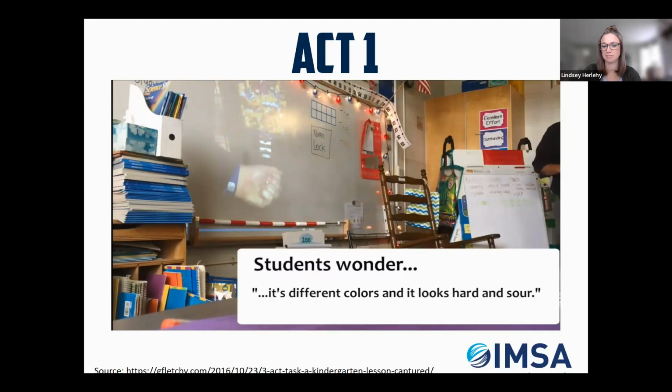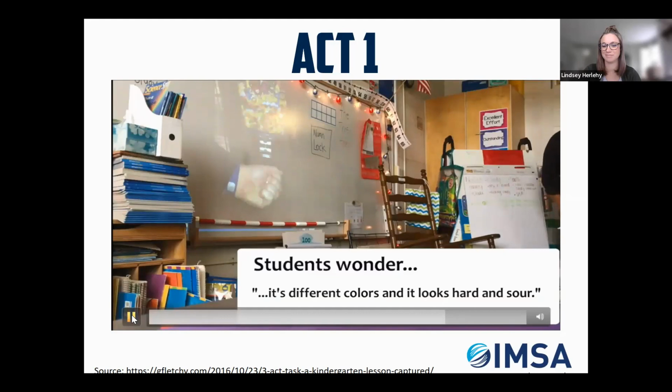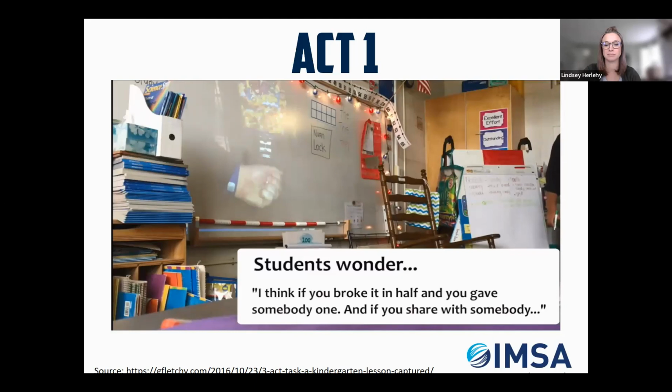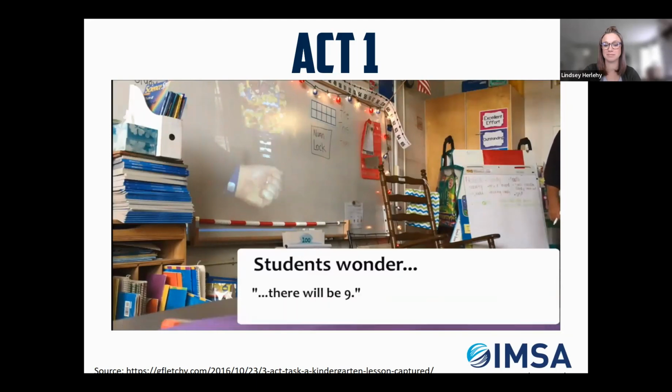It's different colors, and it looks hard and sour. And it what? What did you say? And it looks hard and sour. It looks hard and sour. Okay, nice. What do you wonder? I think if we broke it in half, if you gave somebody one, if you share with somebody, there'll be 9. There'll be 9? So you think there's 9 candies in there? You think there's 9 candies in my hand? It's a whole lot in there.